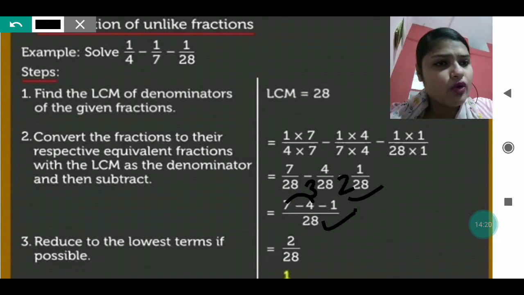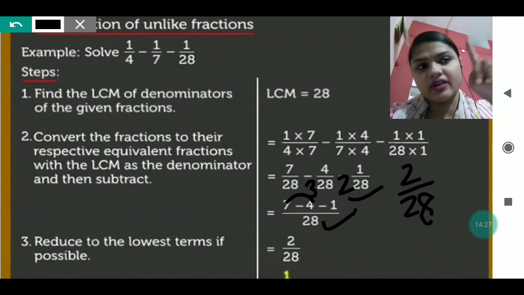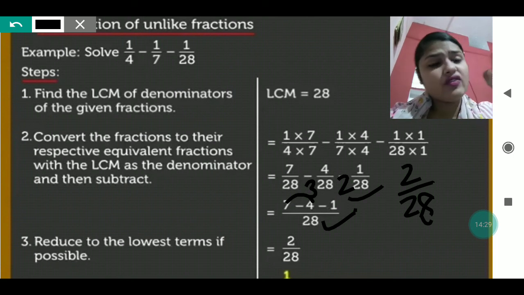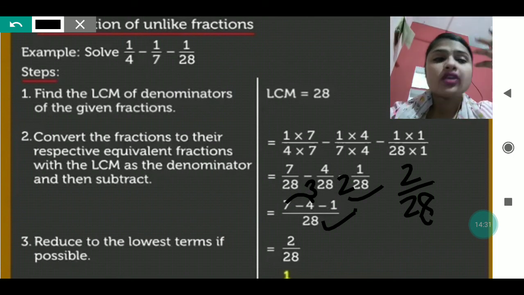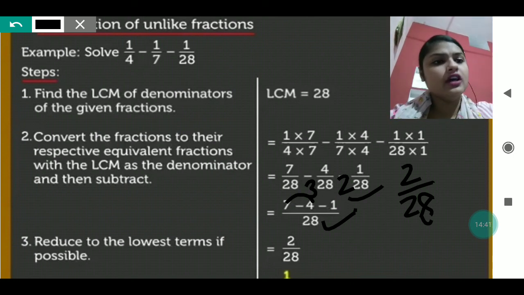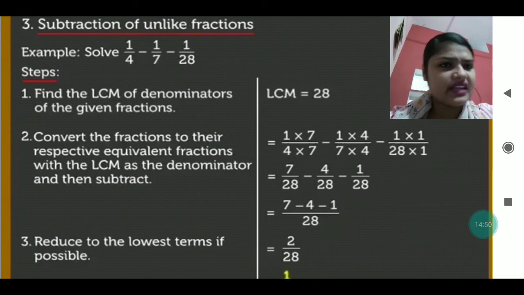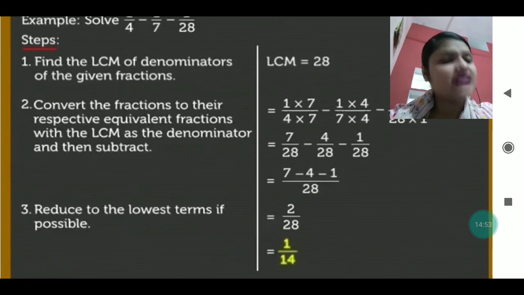Now is 2 by 28 in its lowest term? No, it is not, because if you find the factors of 2, 1 and 2 both will be factors, and if you find the factors of 28, there will also be 1 and 2 and more factors of 28. So if we find the common ones, 1 and 2 both are common. Right now it is not in its lowest term, so we will divide it. Upside it will be 1 and downside it will be 14. So now 1 by 14 is in its lowest term. So the answer will come as 1 by 14.